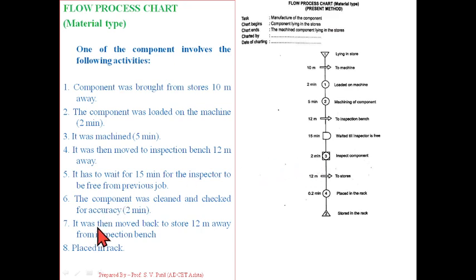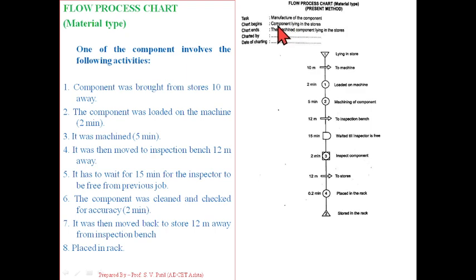Then the next event: it was moved back to the store 12 meters away from the inspection bench. So here there is a transportation of 12 meters, and that the component is moved to the store is written on the right hand side of the symbol. Then it is placed on the rack. Okay, so here the time required for the same is 0.2 minute, that is written on the left hand side, and placed in the rack, that description is written on the right hand side.